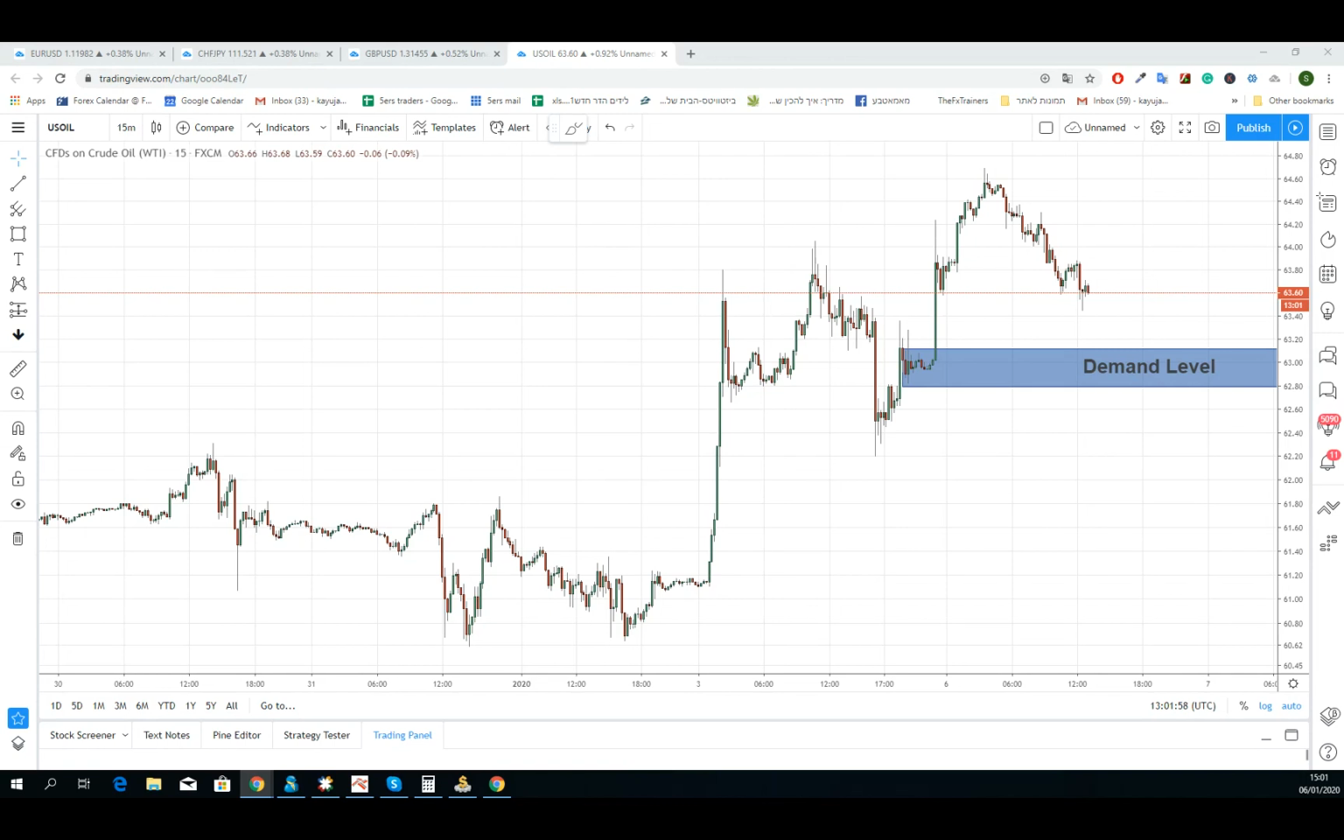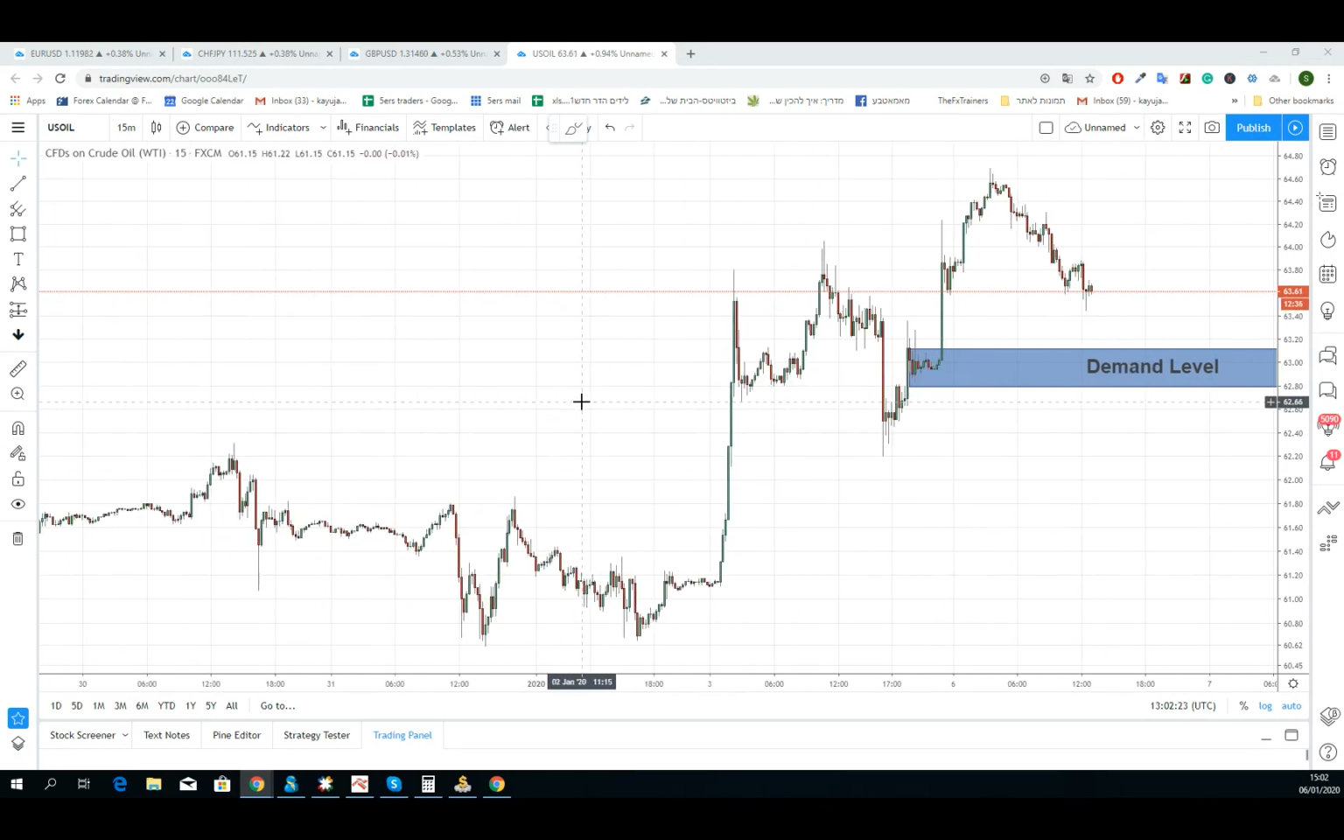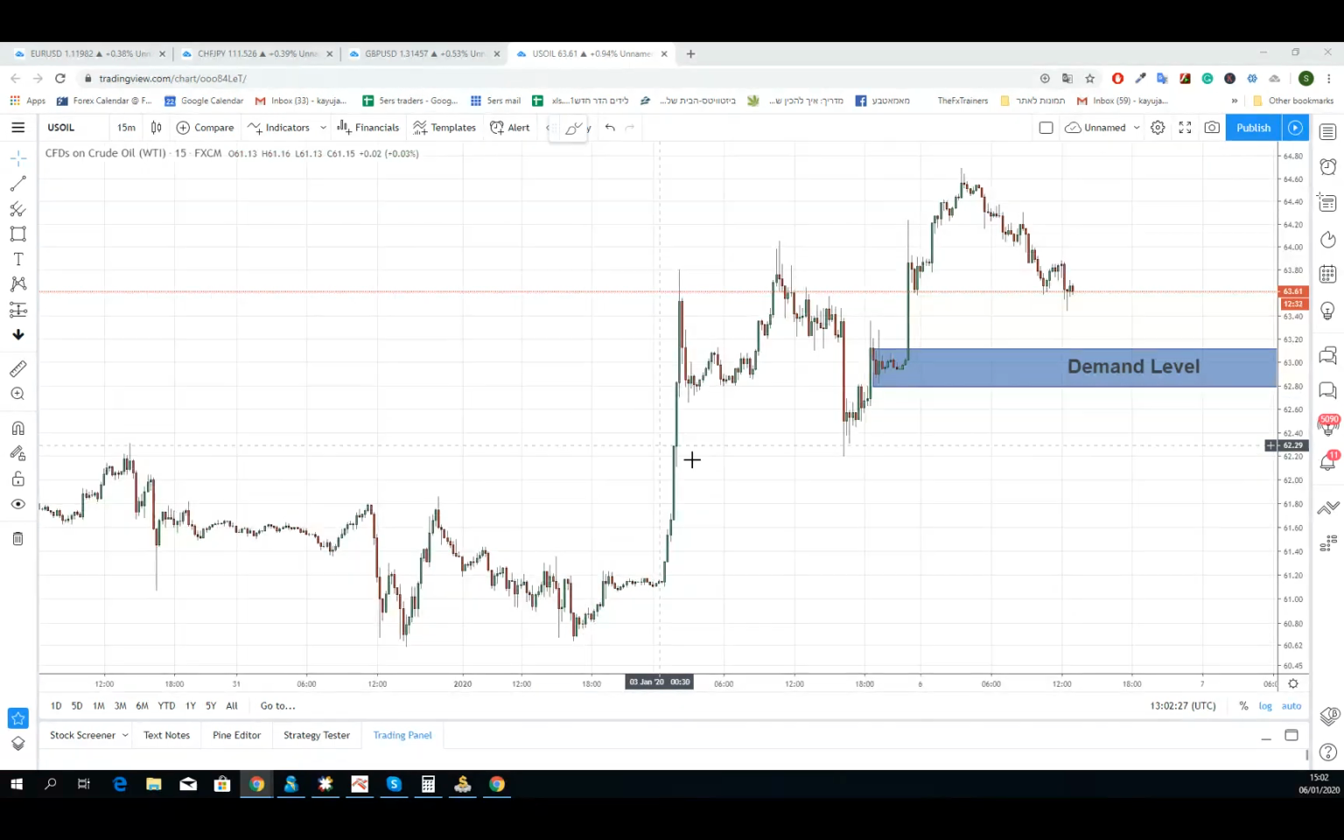Okay, thank you. So as always, and same as every week, I'll pick a few assets: three currency pairs and one commodity, which is the US oil this week, and I will analyze these assets for the upcoming week. As you can see, I'll do it based on supply and demand levels. So let's start with the US oil.